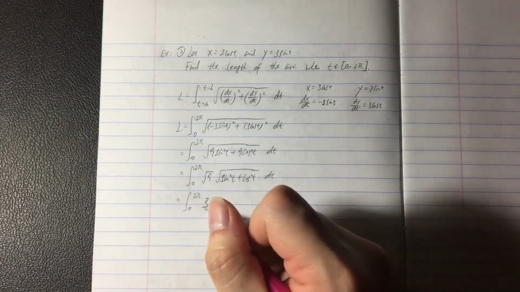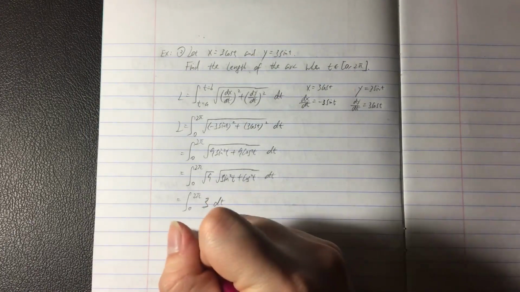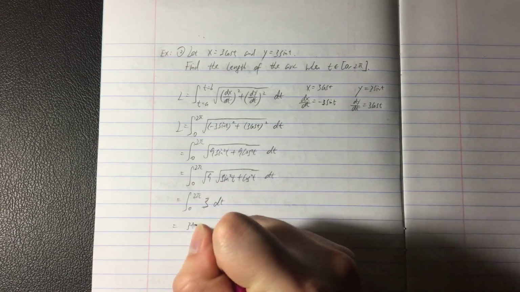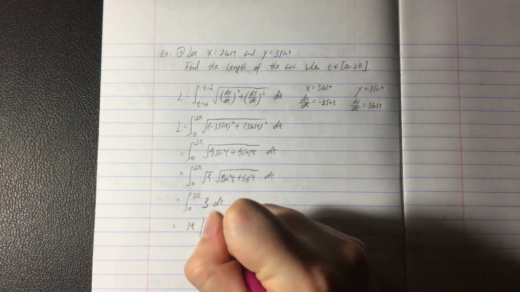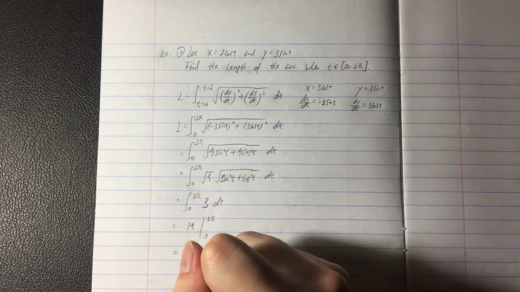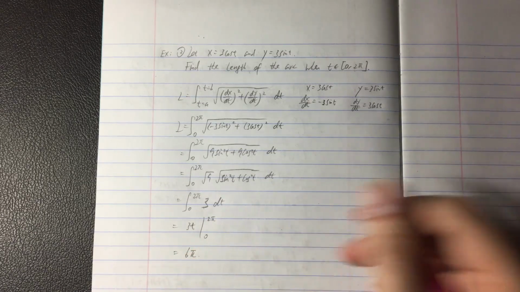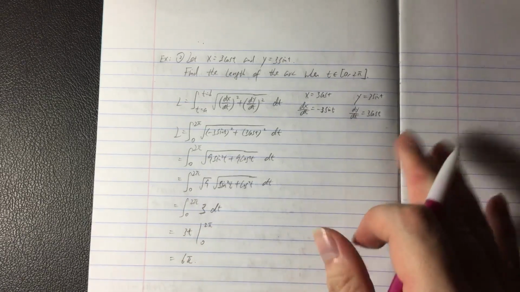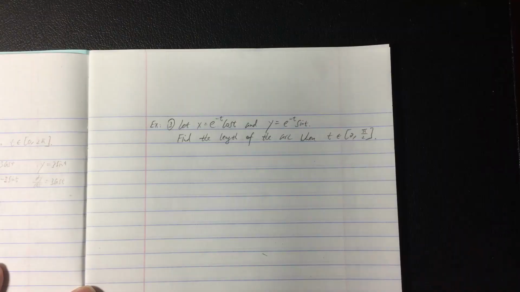Then take the antiderivative of the number 3 with respect to t. I get 3t. Evaluate from 0 to 2 pi. If I plug in 2 pi, 3 times 2 pi is 6 pi. So the length of the arc is 6 pi. That's the answer. Next example.